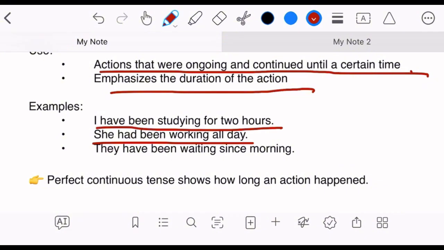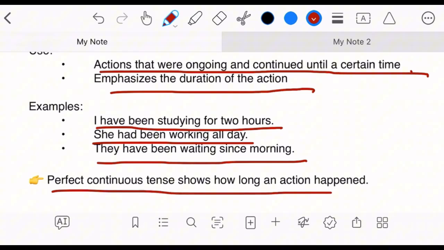This sentence shows an action that continued for a long time before another past action. Alright, next is the third sentence. They have been waiting since morning. Okay, it emphasizes the duration of the action, not just the result. Alright, and perfect continuous tense shows how long an action happened.